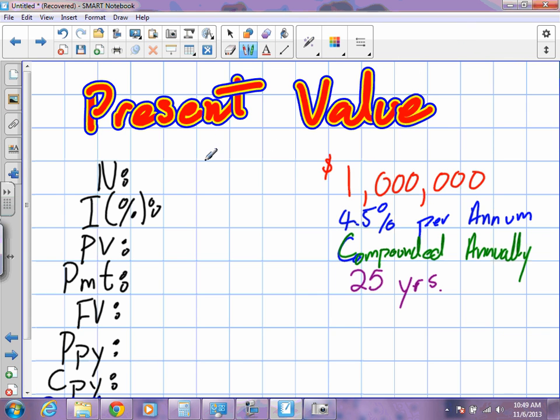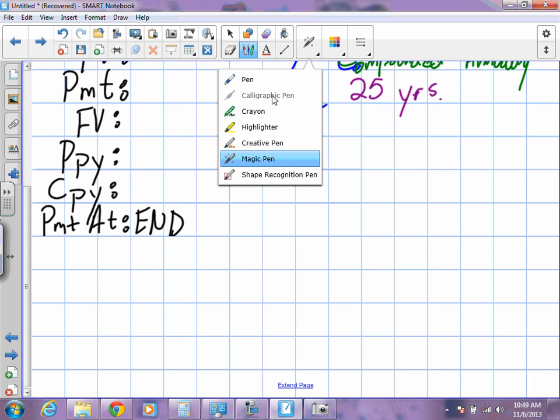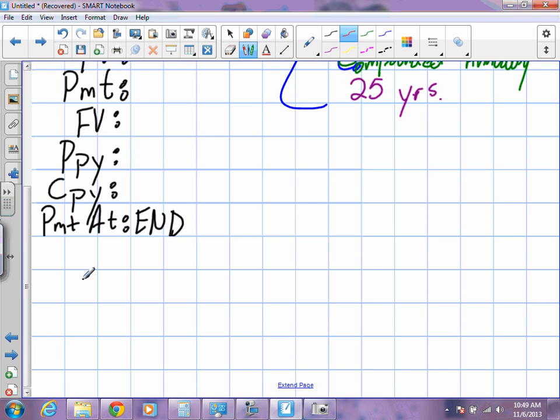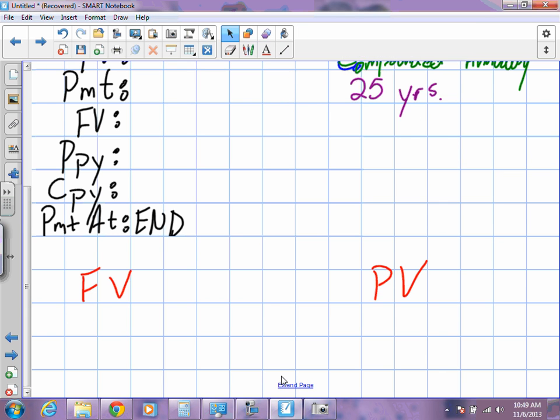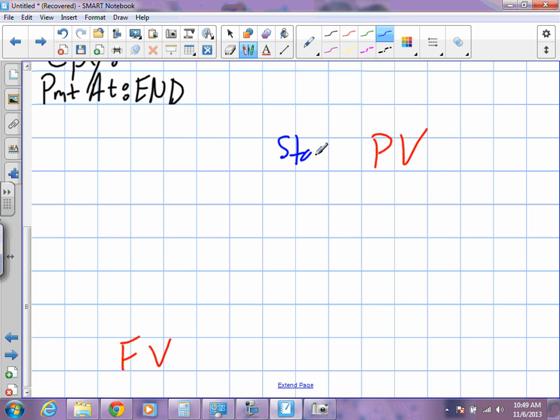In this question, we're going to specifically talk about present value. But before we get into this information, we're going to do a little distinction, and hopefully I can explain the difference between future and present. In a future value, I want you to think of this like a timeline. This is our start.